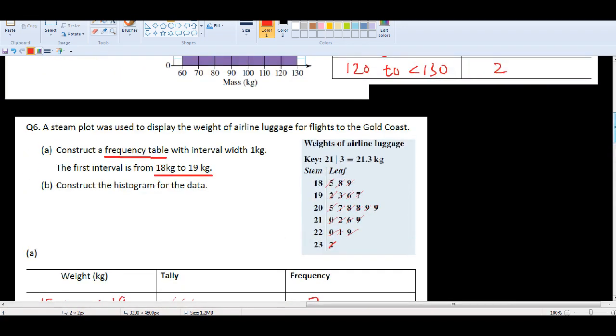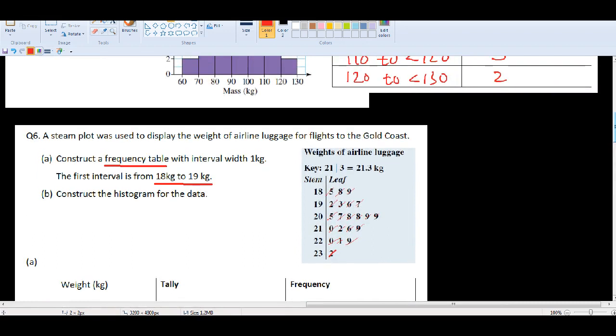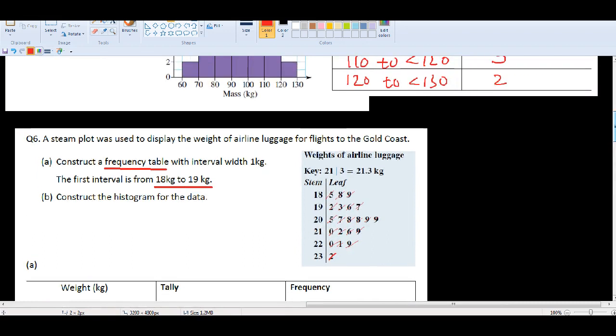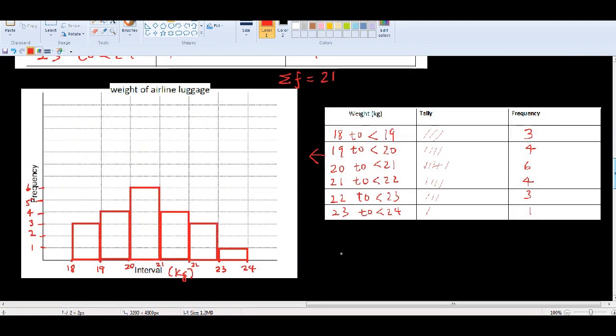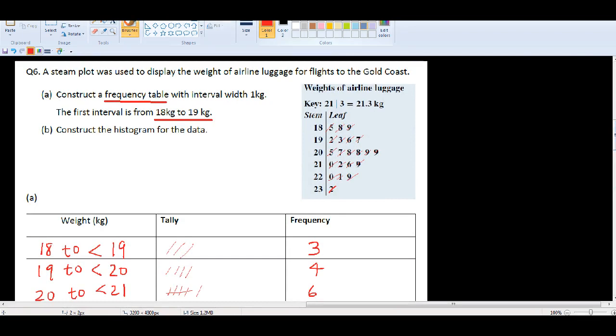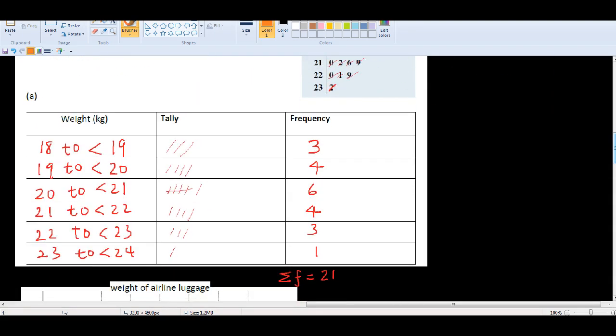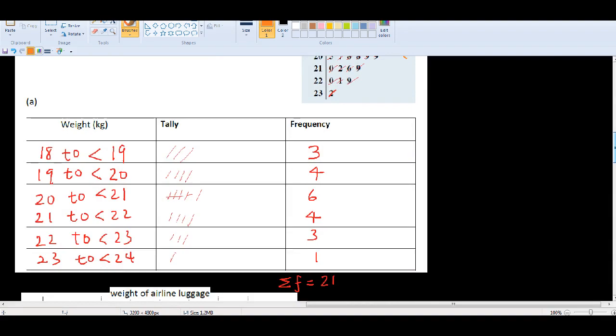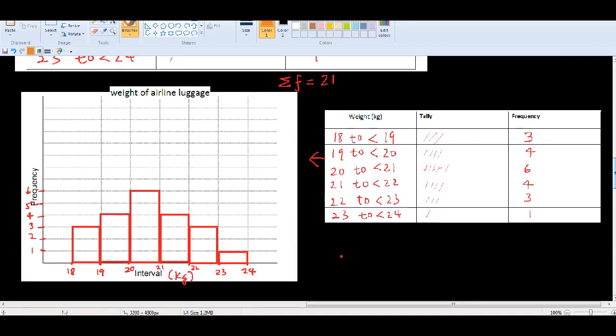So we could even convert that stem leaf diagram into a histogram. That's what we can do. Alright, so for this type of data, let me remind you, this type of data will be continuous, because it's the mass of the luggage. For continuous data, it's always a good idea to group the data, to use intervals to represent the data, and then you could use a histogram.